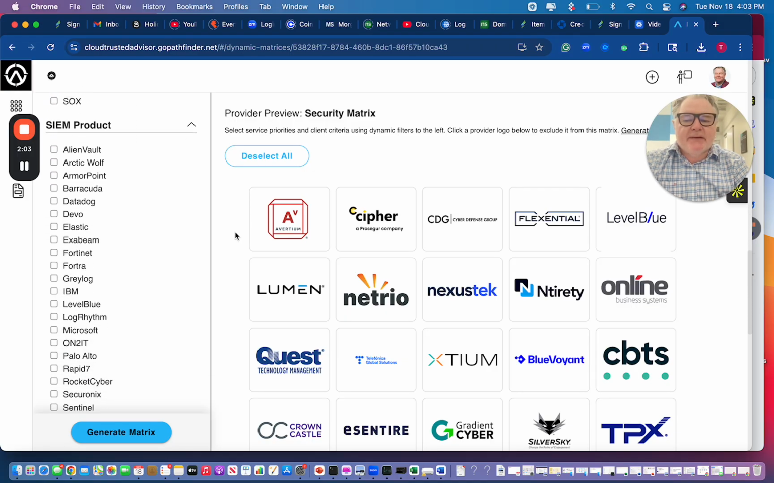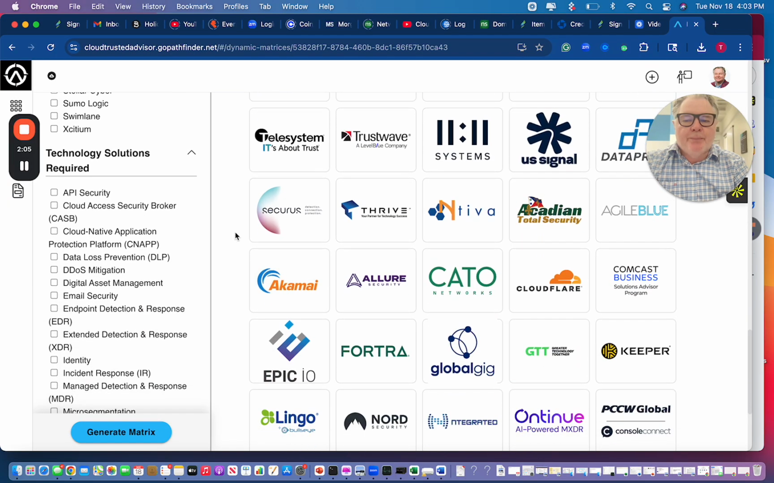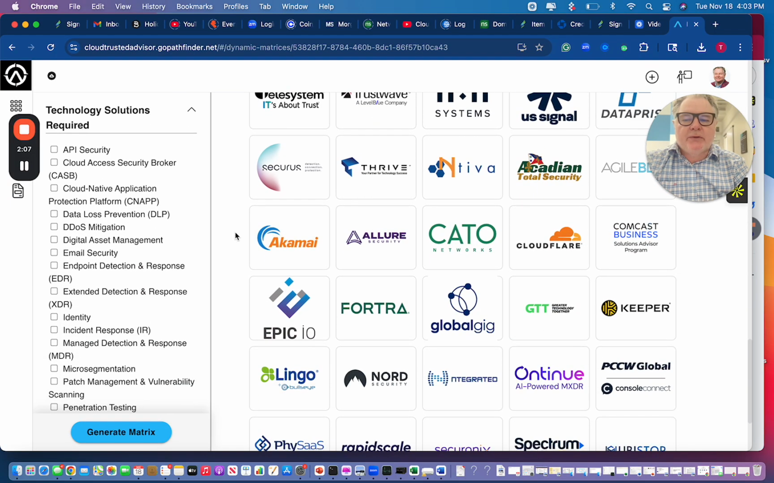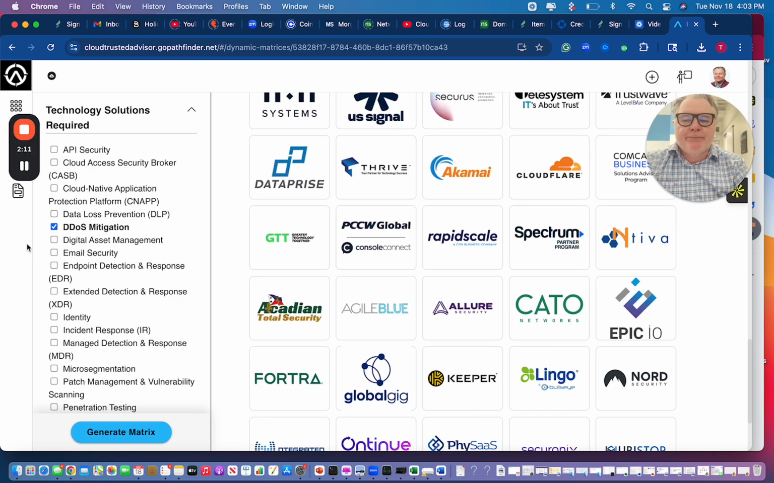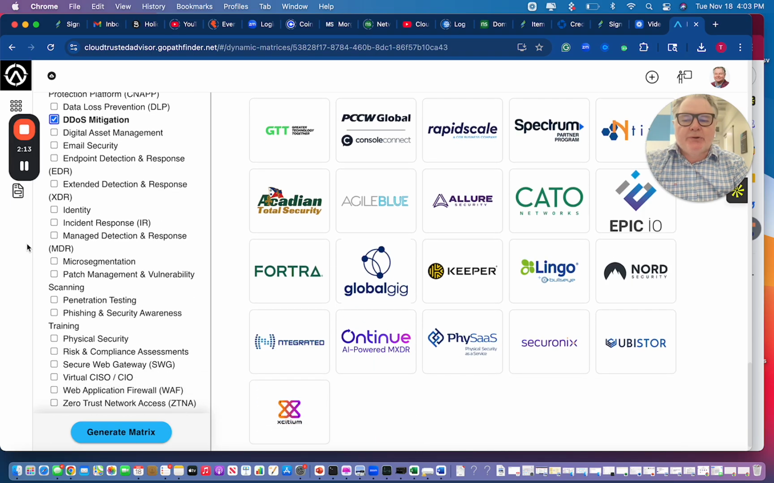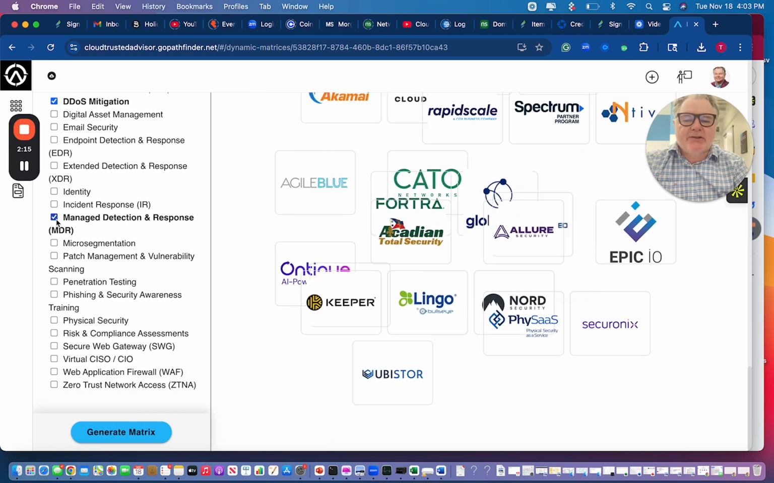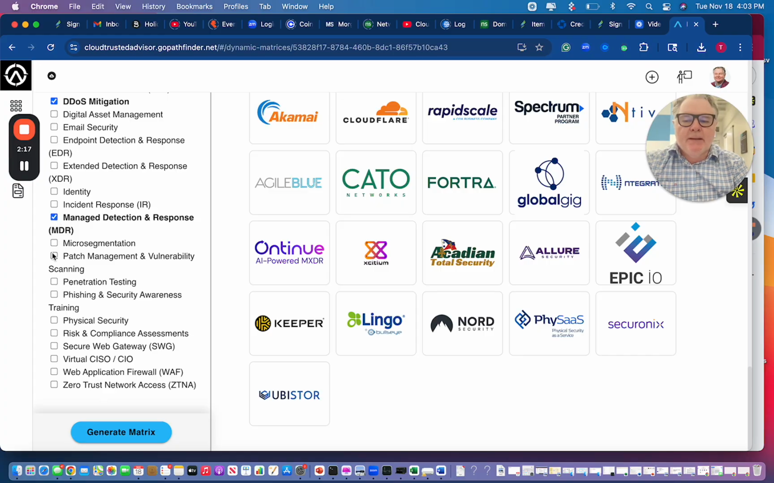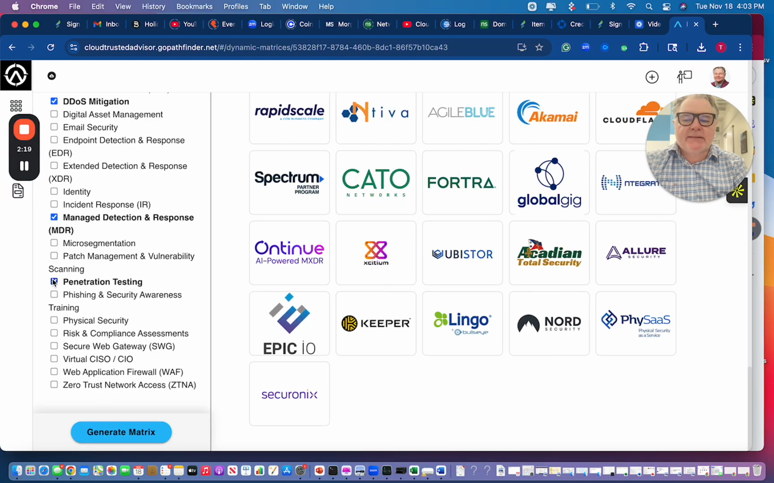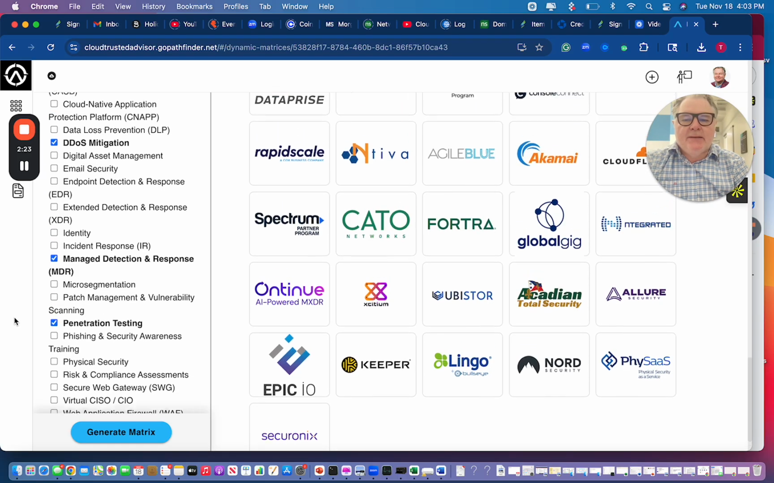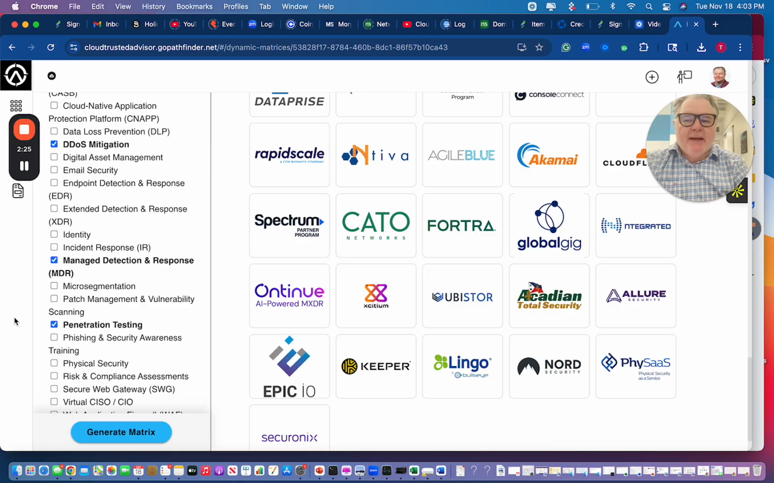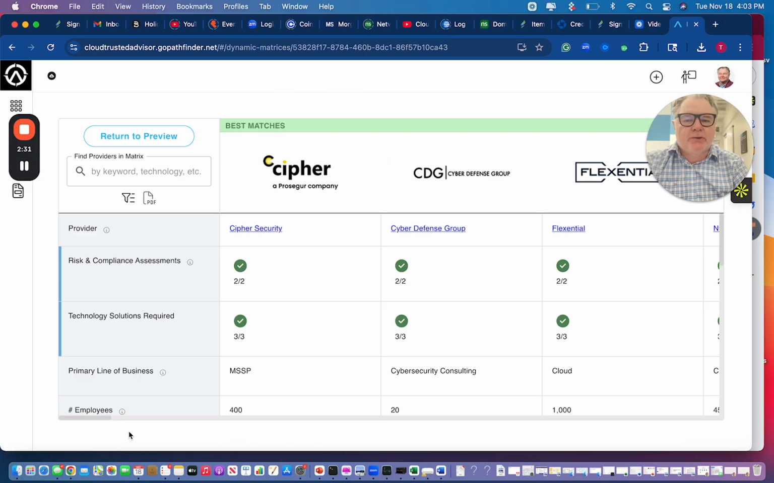I'm going to skip the SIEM for right now. Let's also assume you're looking for maybe some DDoS mitigation. Perhaps you're looking for a managed detection and response solution, some pen tests, and I think I'll skip the rest for now. And again, what you may have noticed is when I checked each of those boxes, the rankings kind of change. And what I'm going to do here is generate the matrix.